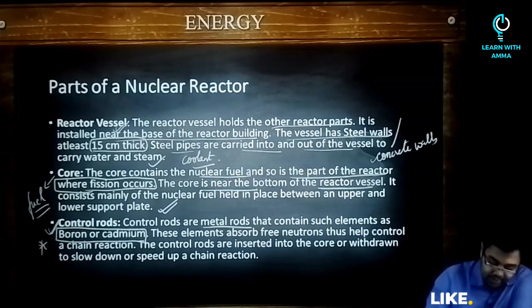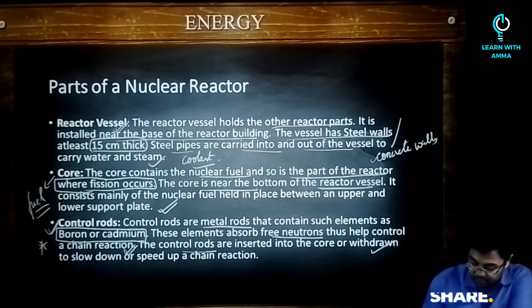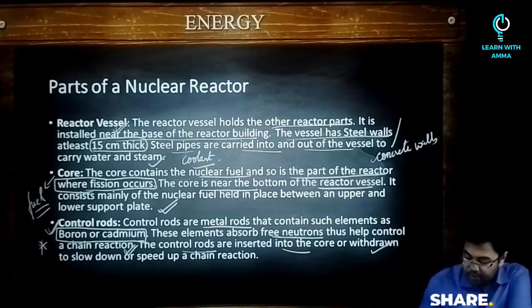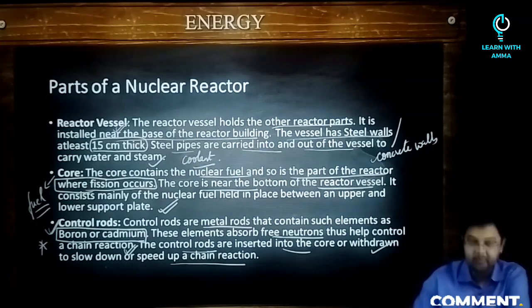Please note this point, it's a very important point. These elements absorb free neutrons, thus help in the control of a chain reaction. The control rods are inserted into the core or withdrawn out of the core to slow down or speed up a chain reaction.